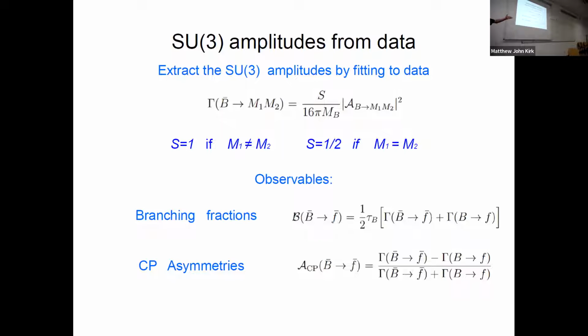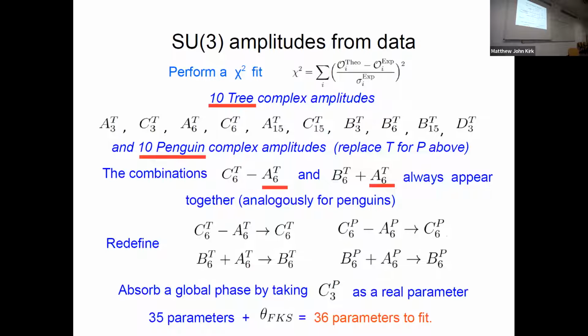But what you do is you use physical quantities, you use branching fractions and CP asymmetries to extract the physical coefficients. Now here comes the detail of the degrees of freedom again, Javier. As I said, you have 10 times 2 because they are complex, plus 10 times 2, so you have 40 in total. But once you do the physics, it turns out that there are some linear combinations that always appear together. For instance, this and this. That tells you that you can get rid of one of the A6s. But whatever happens for the T's also happens for the P's.